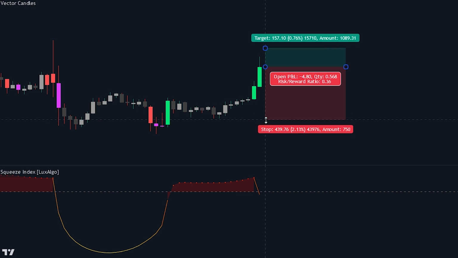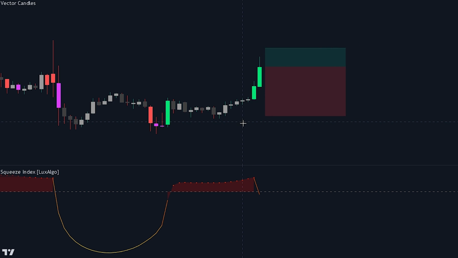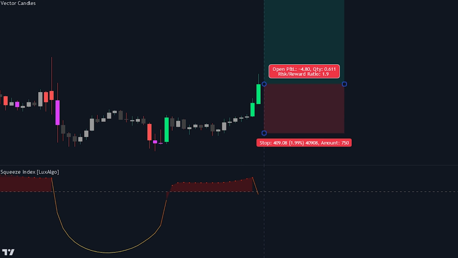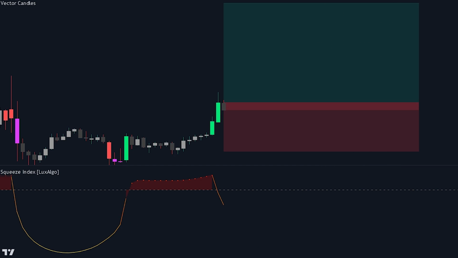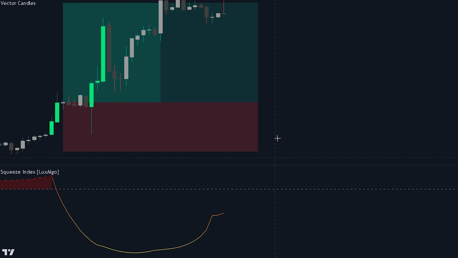We will be placing the stop loss at the recent swing low. For the take profit, we will be targeting a 2x risk to reward ratio. Now let's see how the trade plays out.